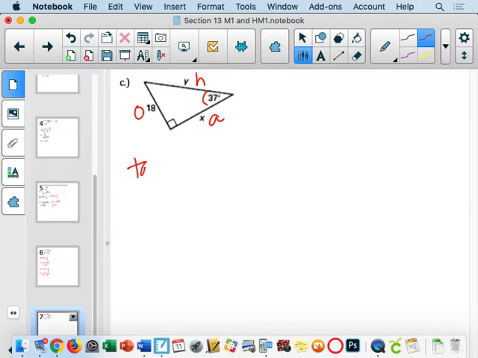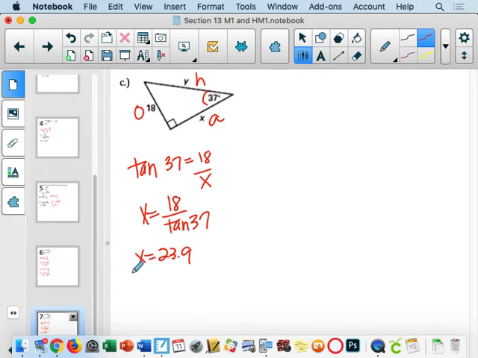So I'll use tangent to solve for X. Tangent of 37 equals 18 over X. And when the variable's in the bottom, I'm going to swap them. So I'm going to have x equals 18 divided by the tangent of 37. Now when you type that in your calculator, we are going to get 23.9. The number after 9 is not 5 or bigger, so we're going to leave it 23.9.